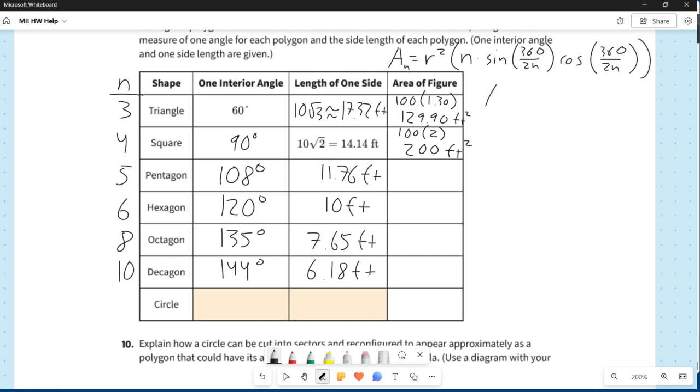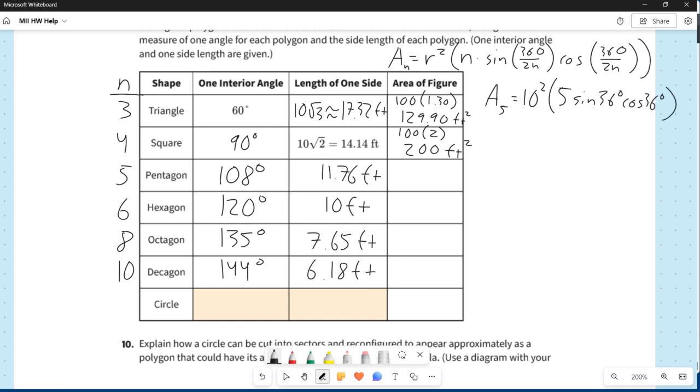Pentagon. So a sub 5. Radius is still 10. N is now 5. If n is 5, we end up getting 2 times 5 is 10, so 360 divided by 10 is 36 degrees, and cosine of 36 degrees.